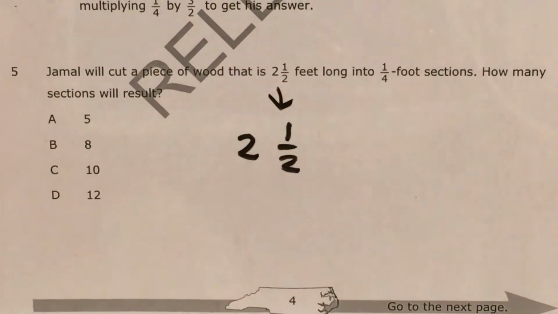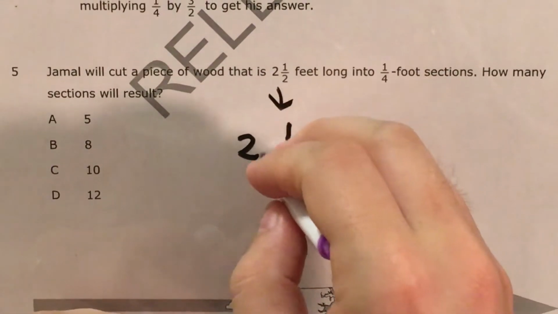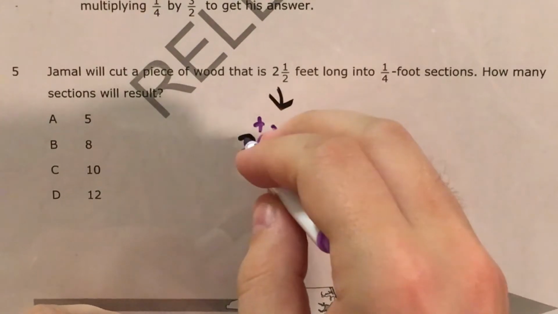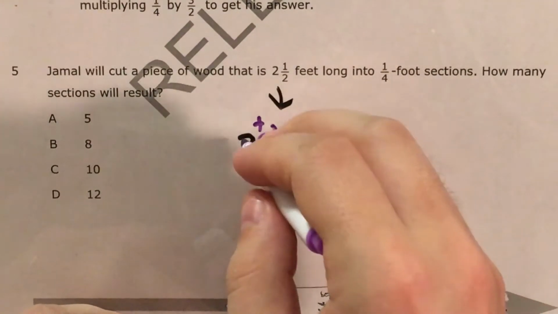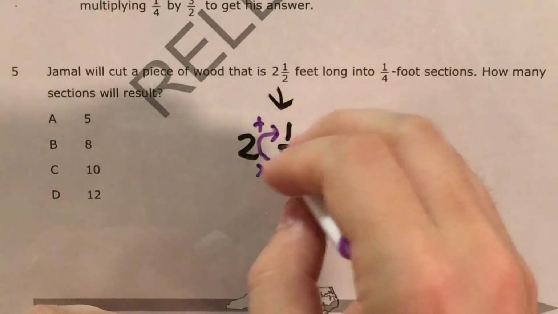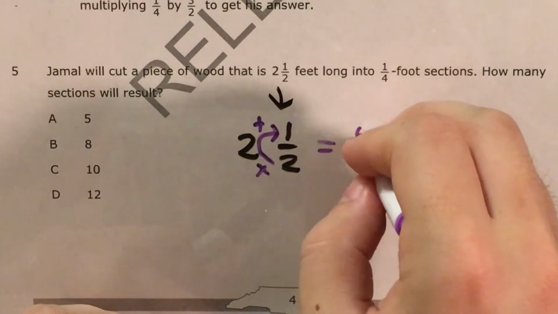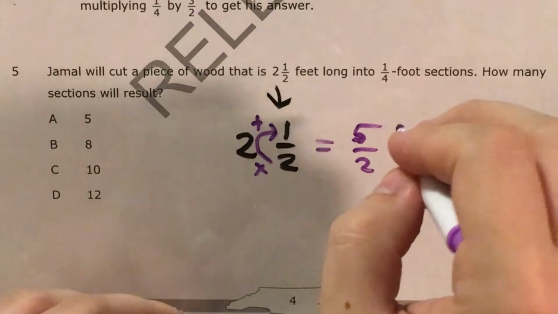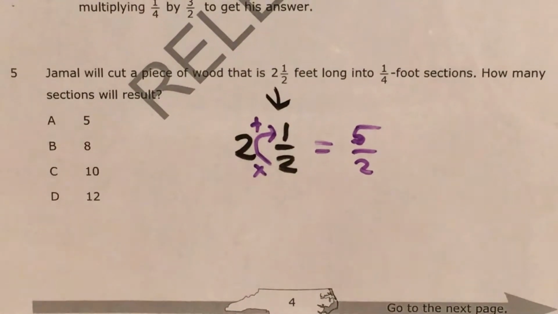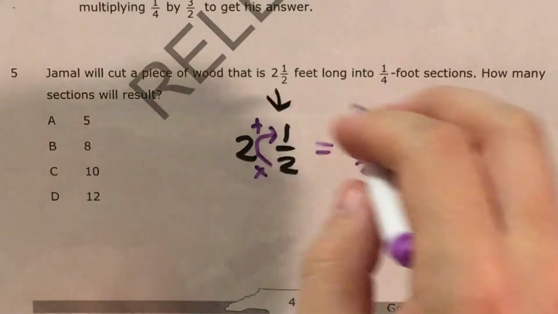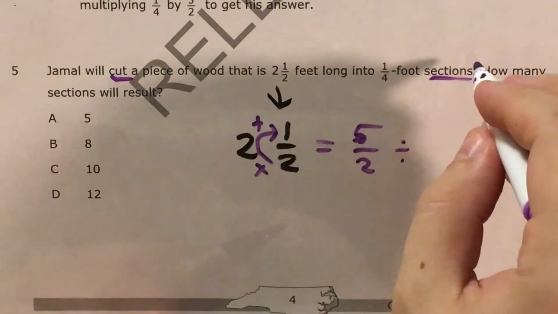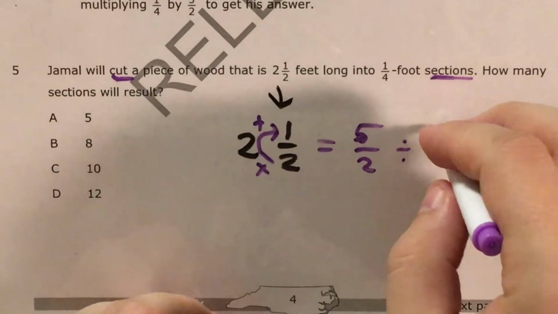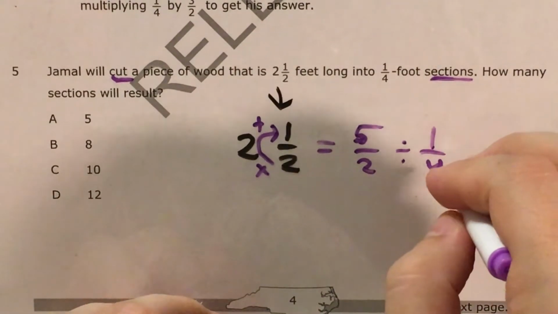I'm going to use my left to right swoosh trick, where I do 2 times 2 and add 1, multiply my denominator by my whole number and add my numerator. 2 times 2 is 4, plus 1 equals 5, and that's 5/2. So now I just need to divide this, and we can tell that we're dividing because we're cutting into sections. That's a pretty good indicator that the problem wants us to divide. So this is divided by 1/4.